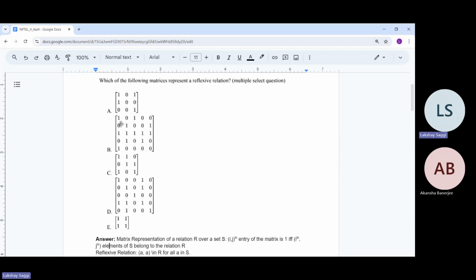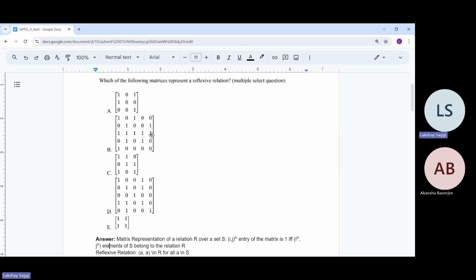Similarly, option B is also not symmetric, as we can see that this one lies at the third row and fifth column. So the 3, 5 entry is 1, but the 5, 3 entry, the entry at the fifth row and third column, is 0.